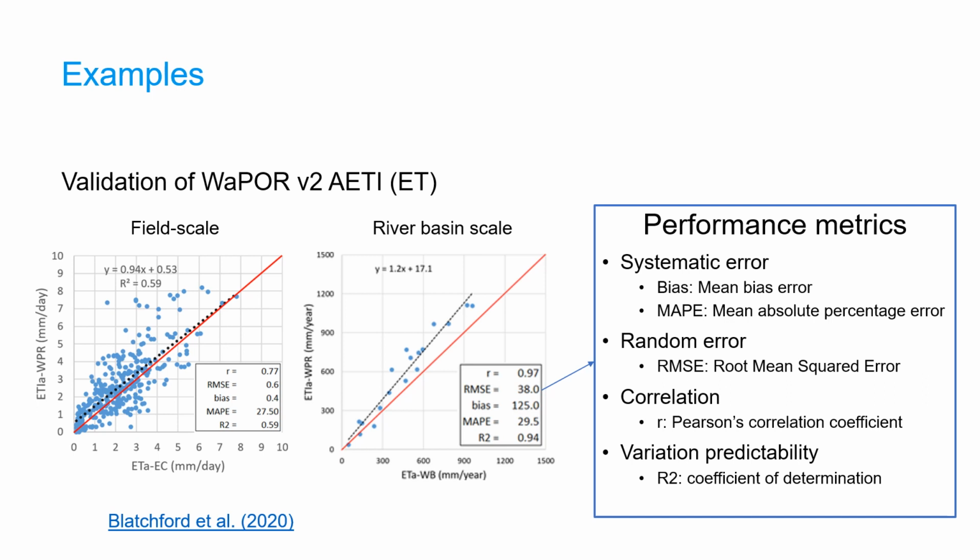However, the bias is quite high and increases with increasing AETI. The same plot and metrics for validation against 14 eddy covariance locations show that correlation is lower and error is higher at the daily and field scale.